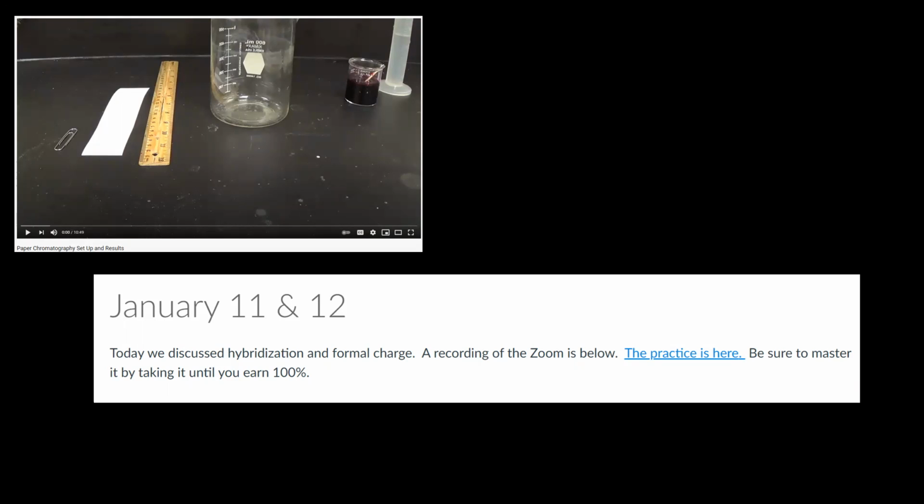Everyone has a new practice in Canvas. So you go to the home page, you click on January 11th and 12th, and the practice is there. It's two halves today. The first half is the regular things you've been doing, but now I'm going to ask you hybridization because you have that on your chart. So there'll be a new drop-down menu for hybridization. The second half is formal charge.